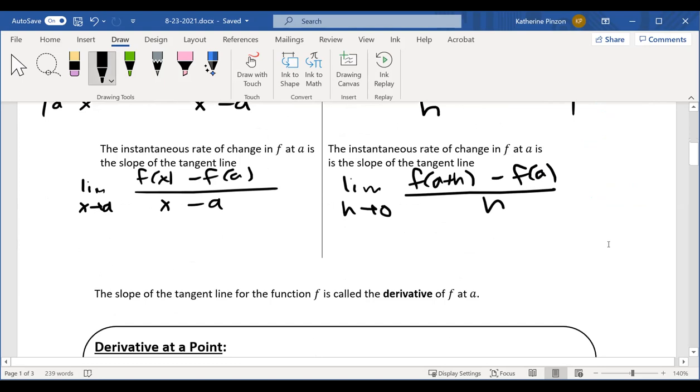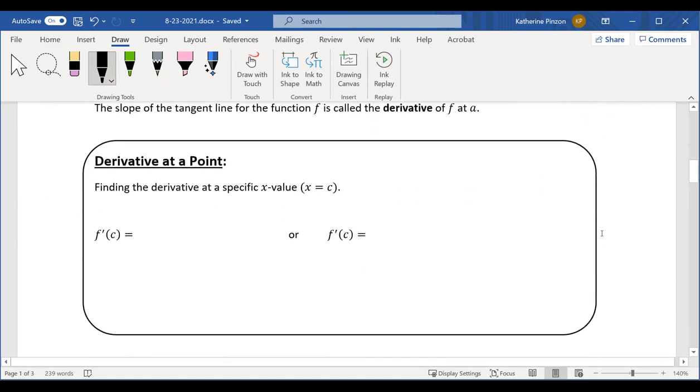The slope of the tangent line is called the derivative. So here we have defined it. The slope of the tangent line, either of these limits, is called the derivative. So finding the derivative at a specific x value, x equals c, this is the notation f prime, we call it f prime of c, f with that little apostrophe. And there's two ways to do it. We can use either of those formulas up there.